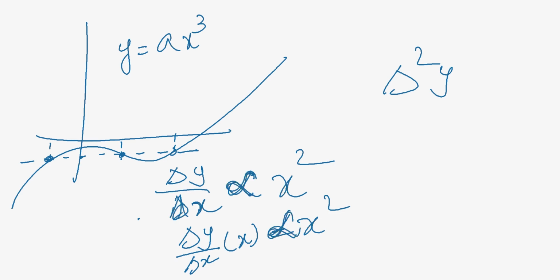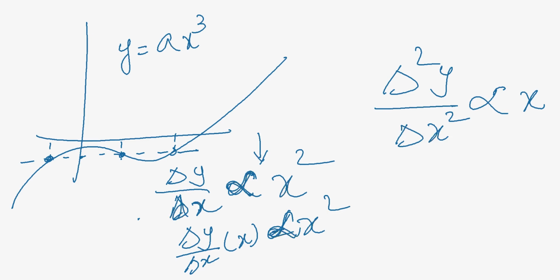This is the proportionality. You know the symbol, right? Because there may be a constant sitting here, that's why I put it as proportional. Then we look for the next order, delta x square. That will actually vary as a linear.